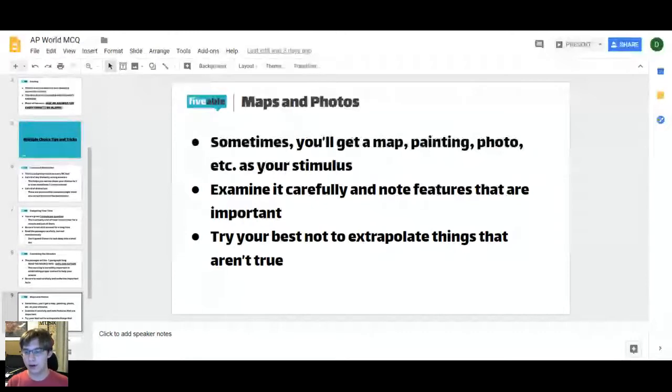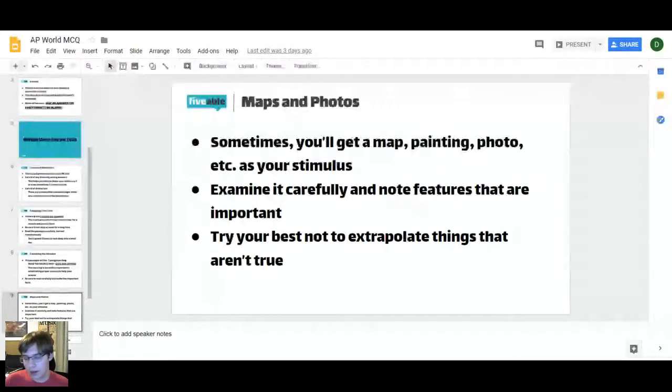Maps and photos. Sometimes you will get a map or a painting or a photo as your stimulus. For me especially, besides maps, these tended to be some of the hardest ones, because with writing, it's directly in front of you, whereas with a painting or a photo you have to interpret. So examine it carefully and note things about it that are important. So note, oh, this person's bowing down.